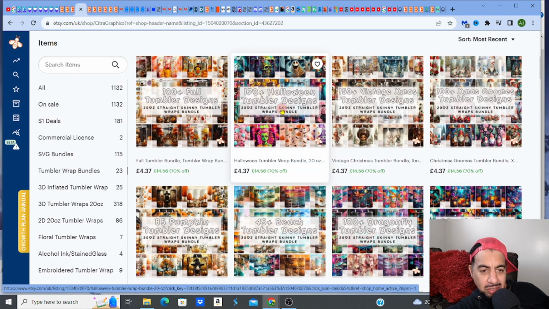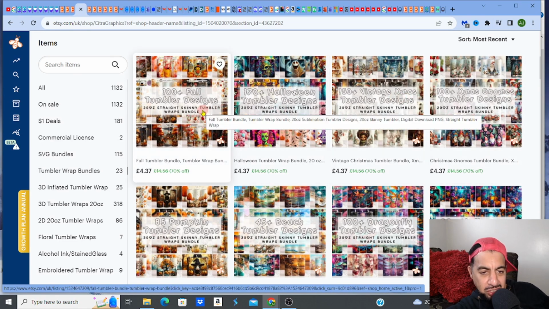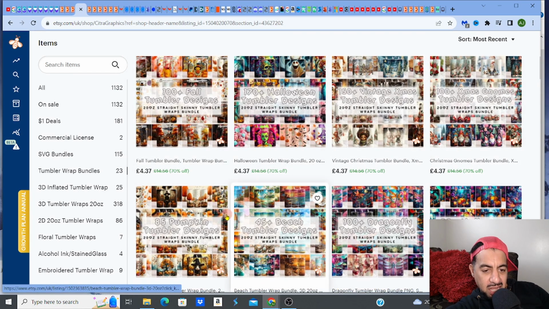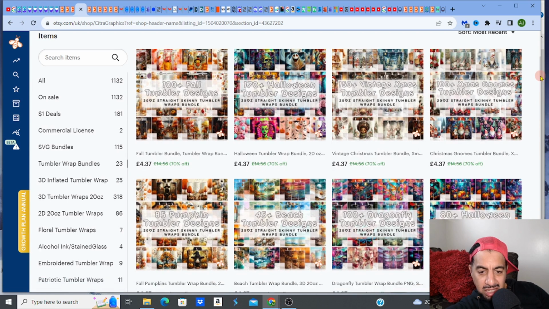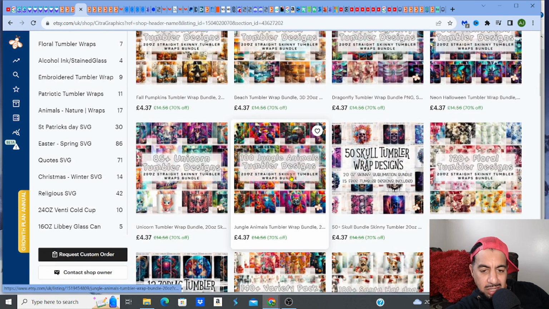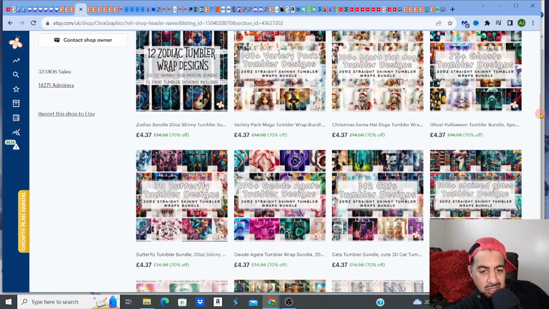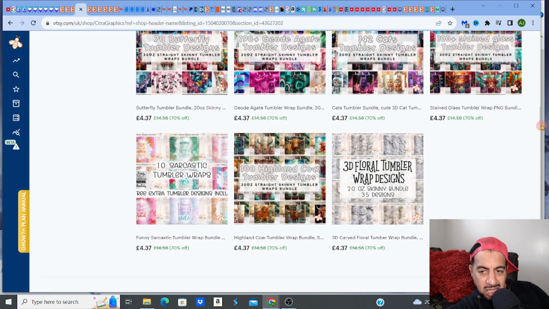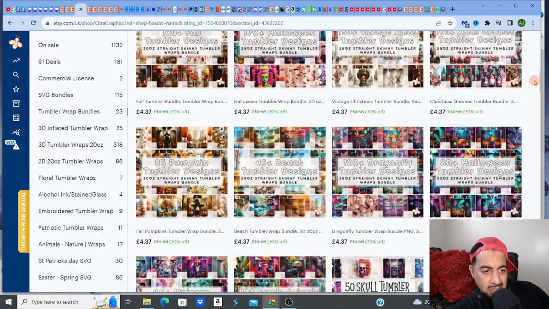Vintage Xmas bundles. Vintage fall tumblers. Look, they're touching on fall tumbler designs. Really good. Christmas gnome designs. 85 pumpkin tumbler designs. Right? 45 beach tumbler designs. Dragonfly. Halloween. Unicorn. Right? People like unicorns. Jungle animal tumbler. 50 skull wrap tumbler. 120 plus florals. They're just going all out for these bundles. Look at this. They're all bundles. They're all bundles, guys. This is what I'm trying to say. And I'm sure all of these are making money as well.